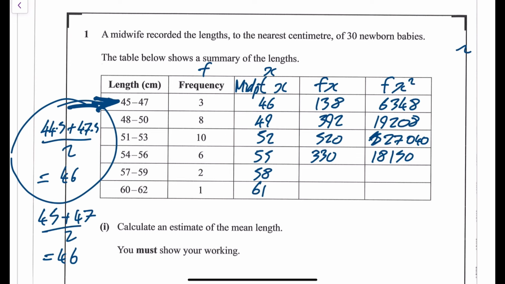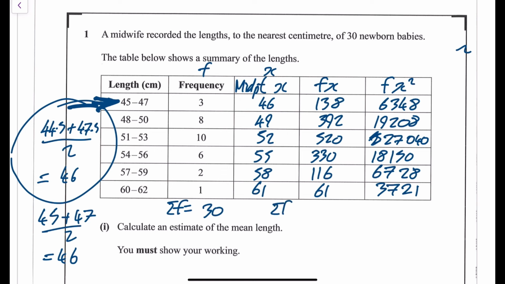2 times the 58 gives you 116, times by 58 again gives you 6,728. 1 times 61 gives you 61. Multiply by 61 again gives you 3,721. That's the hard part of the question done. For the rest of this question, we're going to need sigma f. If you add those all up, you get 30.